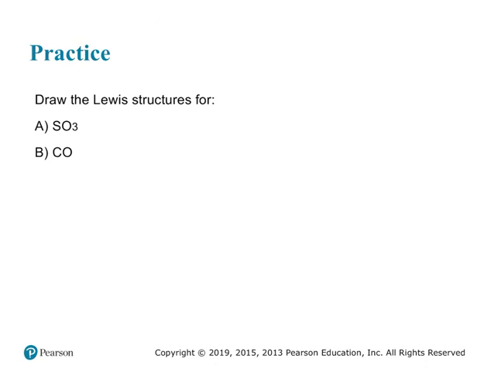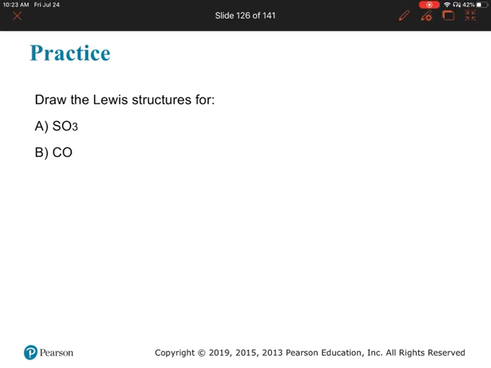Okay, so let's practice drawing some Lewis structures. So let's draw the Lewis structure for SO3, which is sulfur trioxide, and CO, which is carbon monoxide. All right, so let's start with SO3, and we'll go over this together.